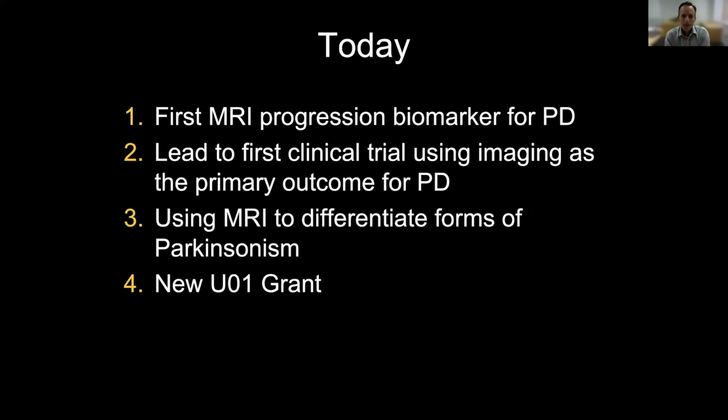So I'm going to talk to you about a few things. First, I want to talk to you about how our lab developed the first MRI progression biomarker for Parkinson's disease. It led to the first clinical trial using imaging as the primary outcome variable. And I want to tell you a little bit about that. And the third thing I'll talk to you about is using magnetic resonance imaging to differentiate forms of Parkinsonism. And then finally, I'll talk to you about a new grant that we're currently conducting, which will try to translate some of these findings for use in clinical trials, but also in clinics across the US.